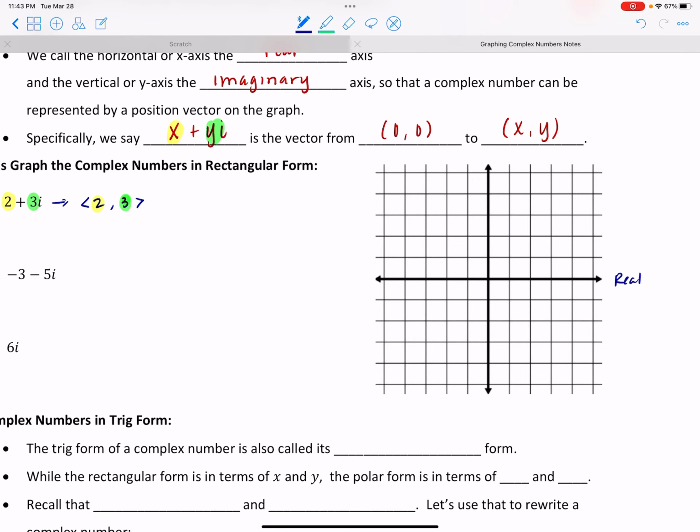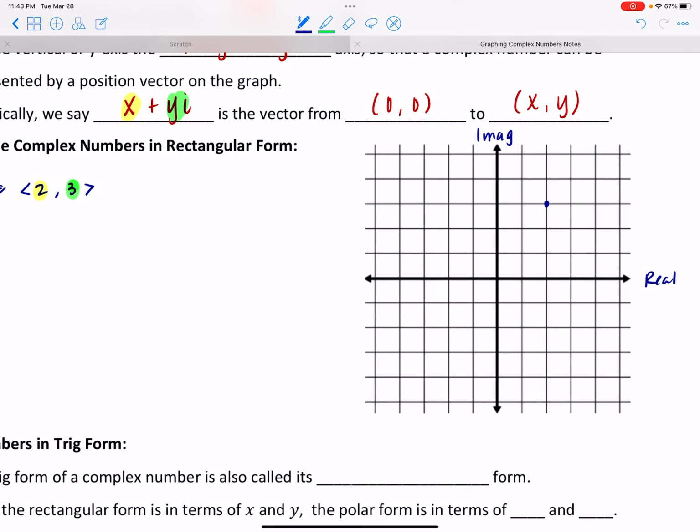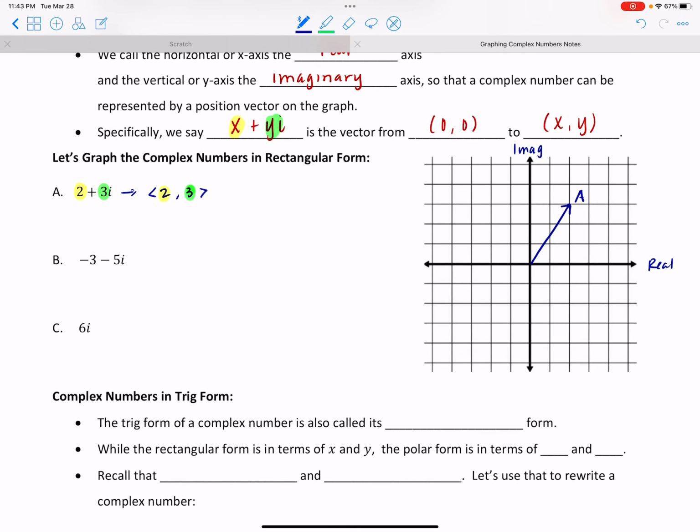So I want to go positive 2 on the real axis, and then I want to go positive 3 on the imaginary axis. So that'd be right 2 and up 3. This is where my vector should land. And so this, oops, turned my eraser on. Again, is going to be my vector starting at the origin and landing here. That's going to be what I called A, okay?